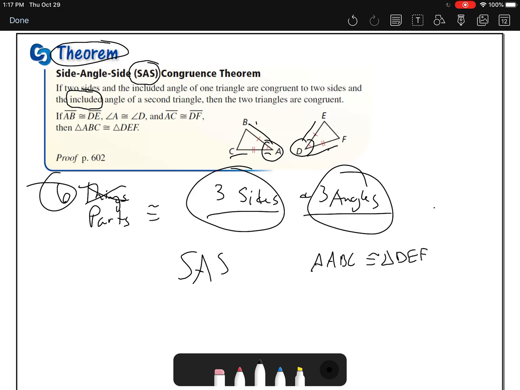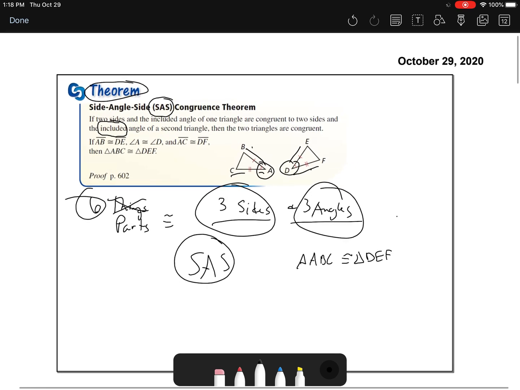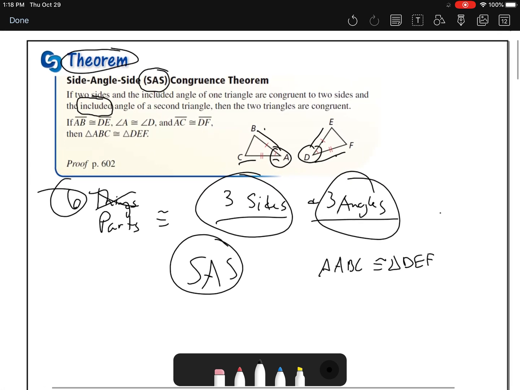Now you have to make sure to match them up correctly for the congruence statement. But the reason is side angle side. We don't have to show that 3 sides are congruent and 3 angles are congruent. We only have to show side angle side.